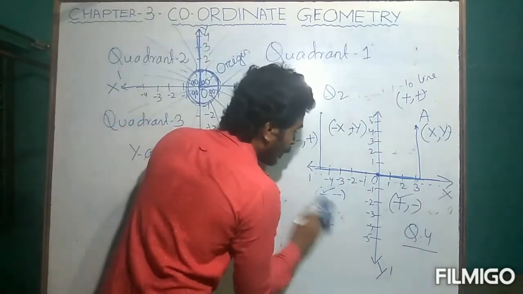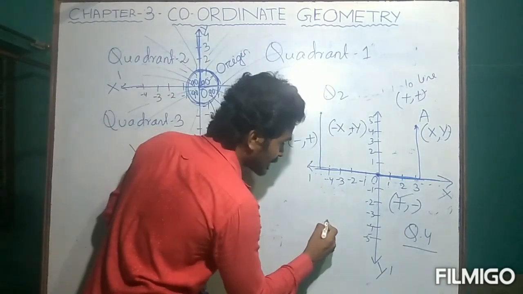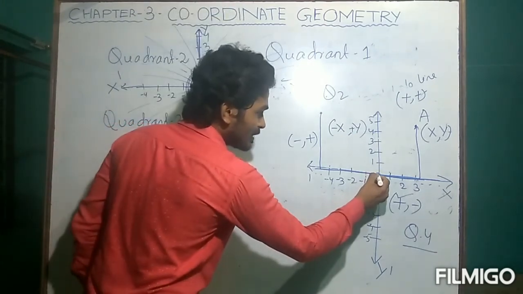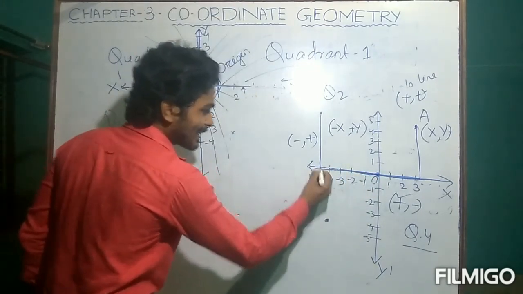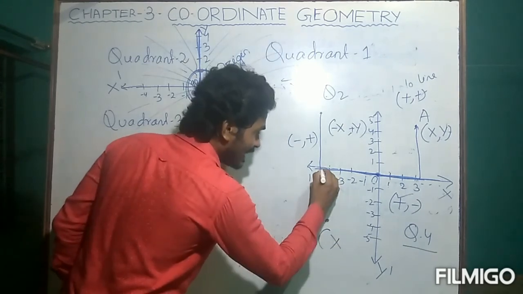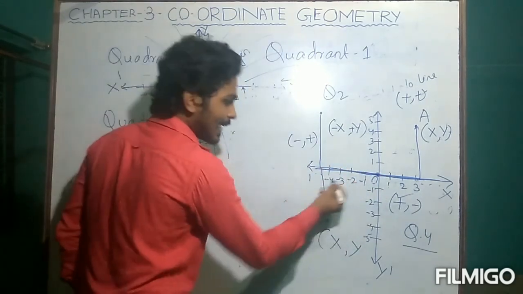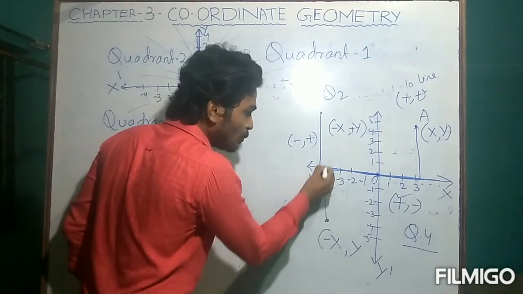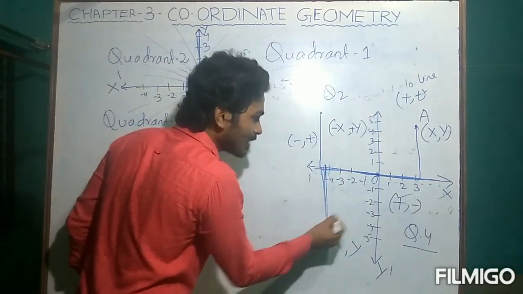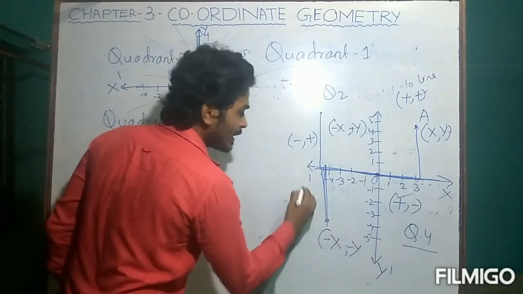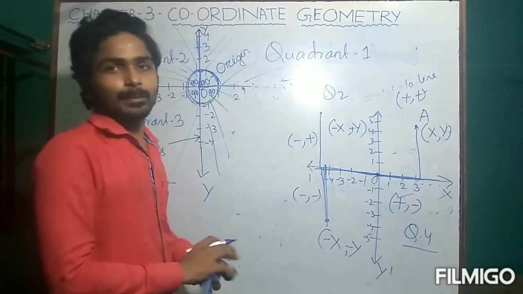Similarly, you can take a point in quadrant 3. How can we reach this point? We start the journey from the origin, going through the x-axis and then the y-axis. The x-axis is negative, and moving down along the y-axis is also negative. So here it has two values, negative and negative. Okay.